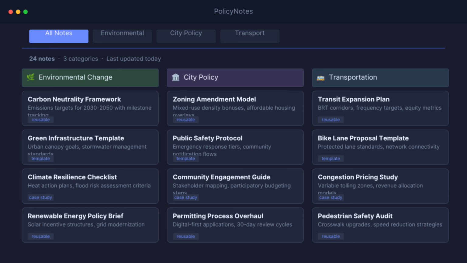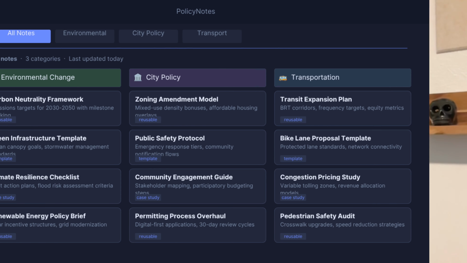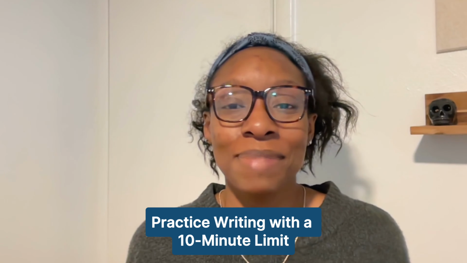Before test day, build a fact file of flexible, generic scenarios that you can twist to fit almost any topic. Think about a time your local community changed a rule, a project you worked on at school or a job, or a decision your city council made. Whether the prompt is about the environment, technology, or education, you can mold one of those baseline stories to fit the prompt perfectly.